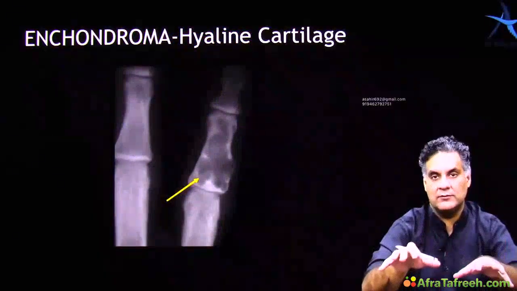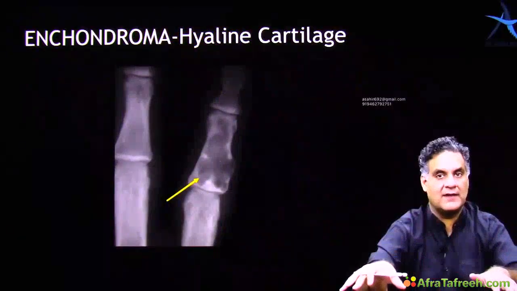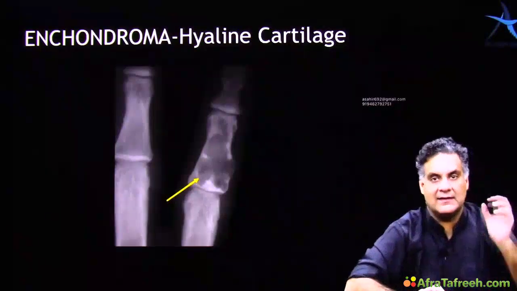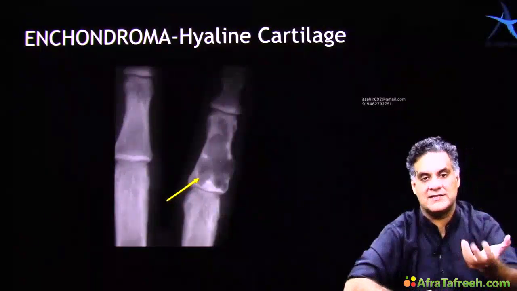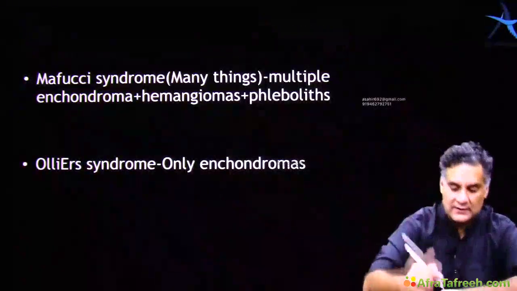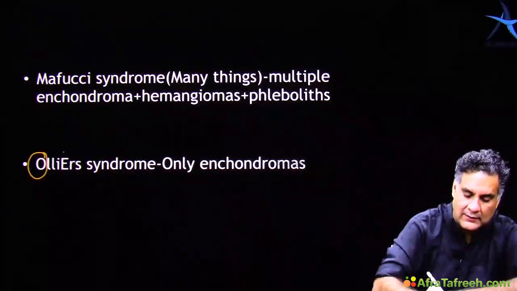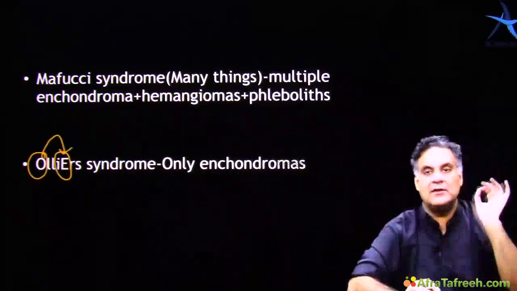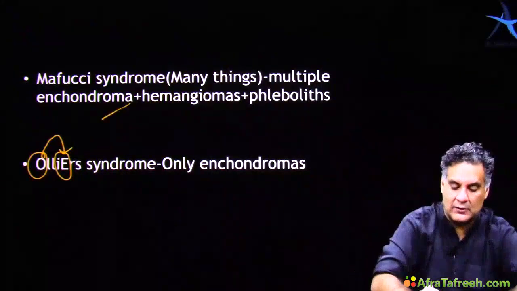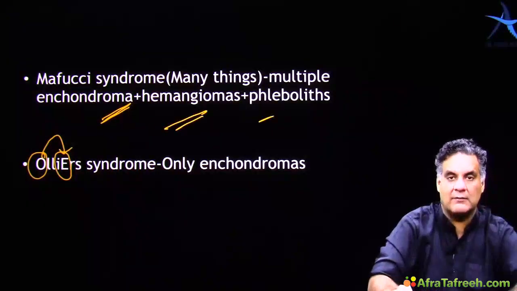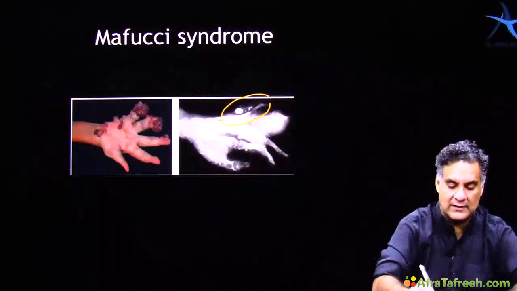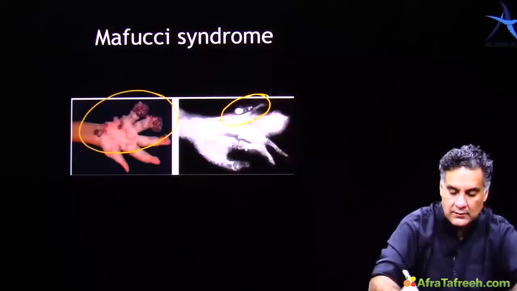But then coming to tumors of the hand, you know the most common tumor of the hand is squamous cell carcinoma. Most common tumor of the bones of the hand is the cartilaginous tumor called enchondroma, which has a lot of cartilage in it. And there are two syndromes associated with them: Ollier's, which is only enchondromas, Ollier's syndrome, and then you have Maffucci, M for Maffucci, M for many things, that is multiple enchondromas with hemangiomas with phleboliths, which means the calcified superficial veins. So these are the three components.